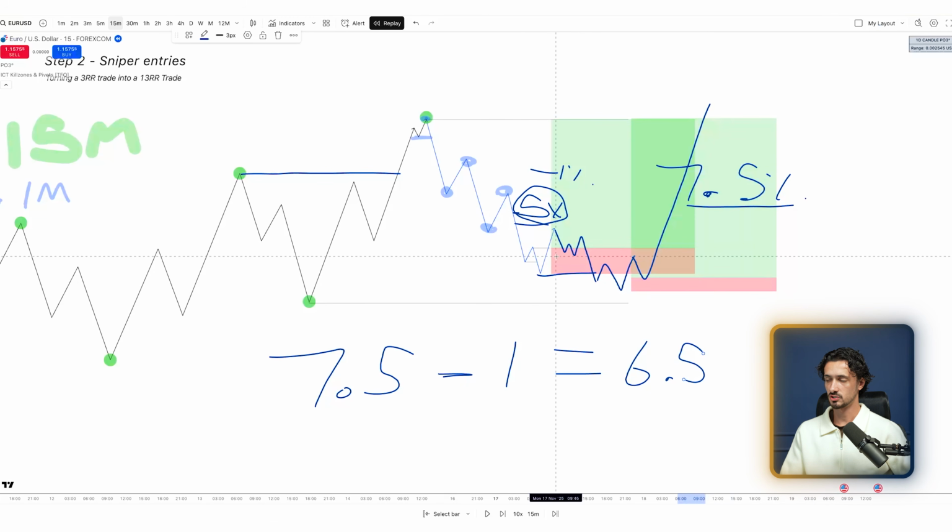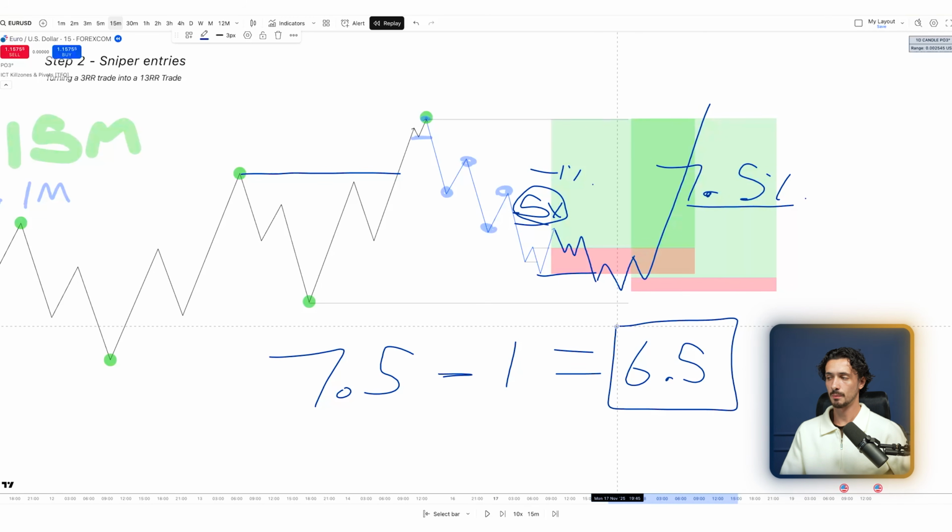So I lost this first trade, and then I got in on my second trade. But because I lost my first trade, I got a better opportunity and made 6.5 even with the loss, which is more than I would have made if I didn't lose the trade.